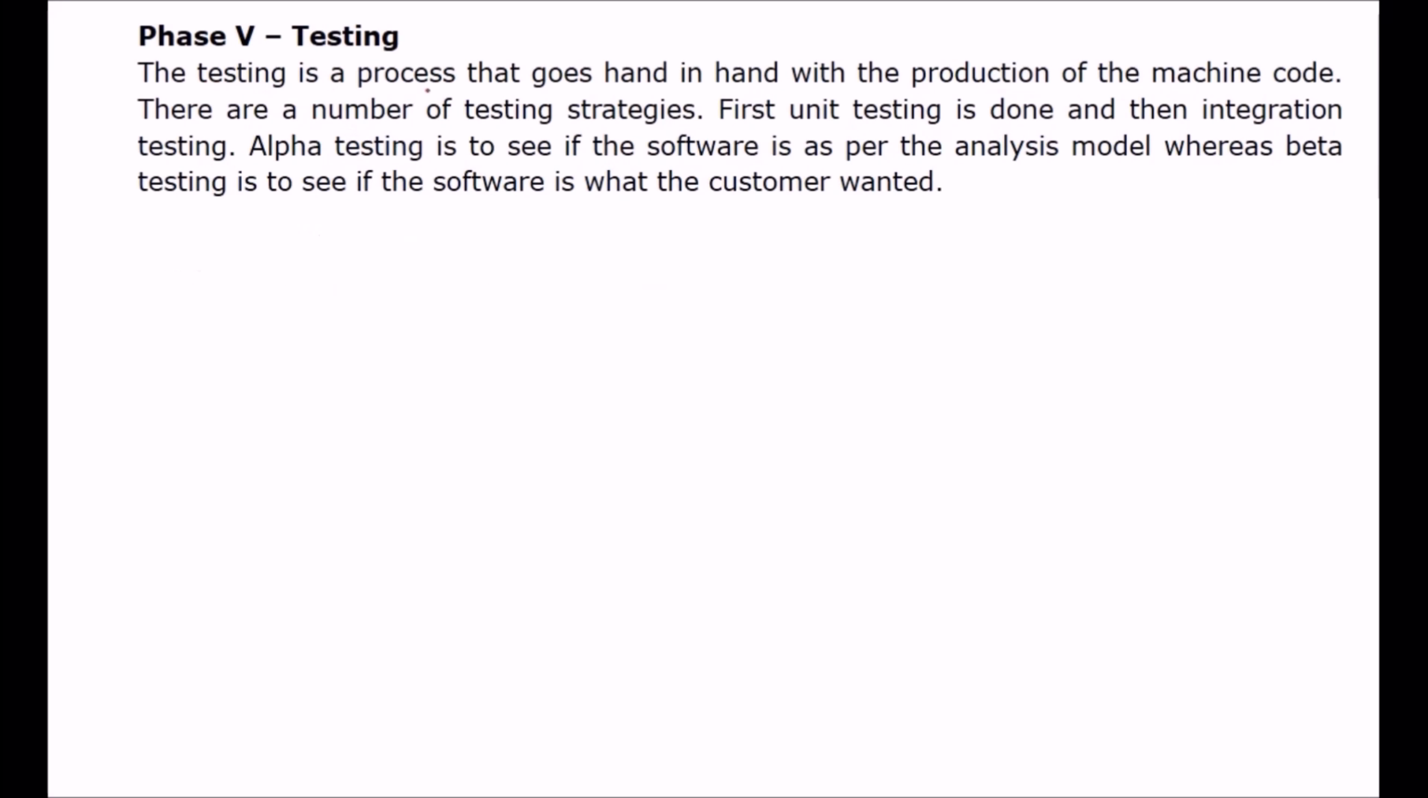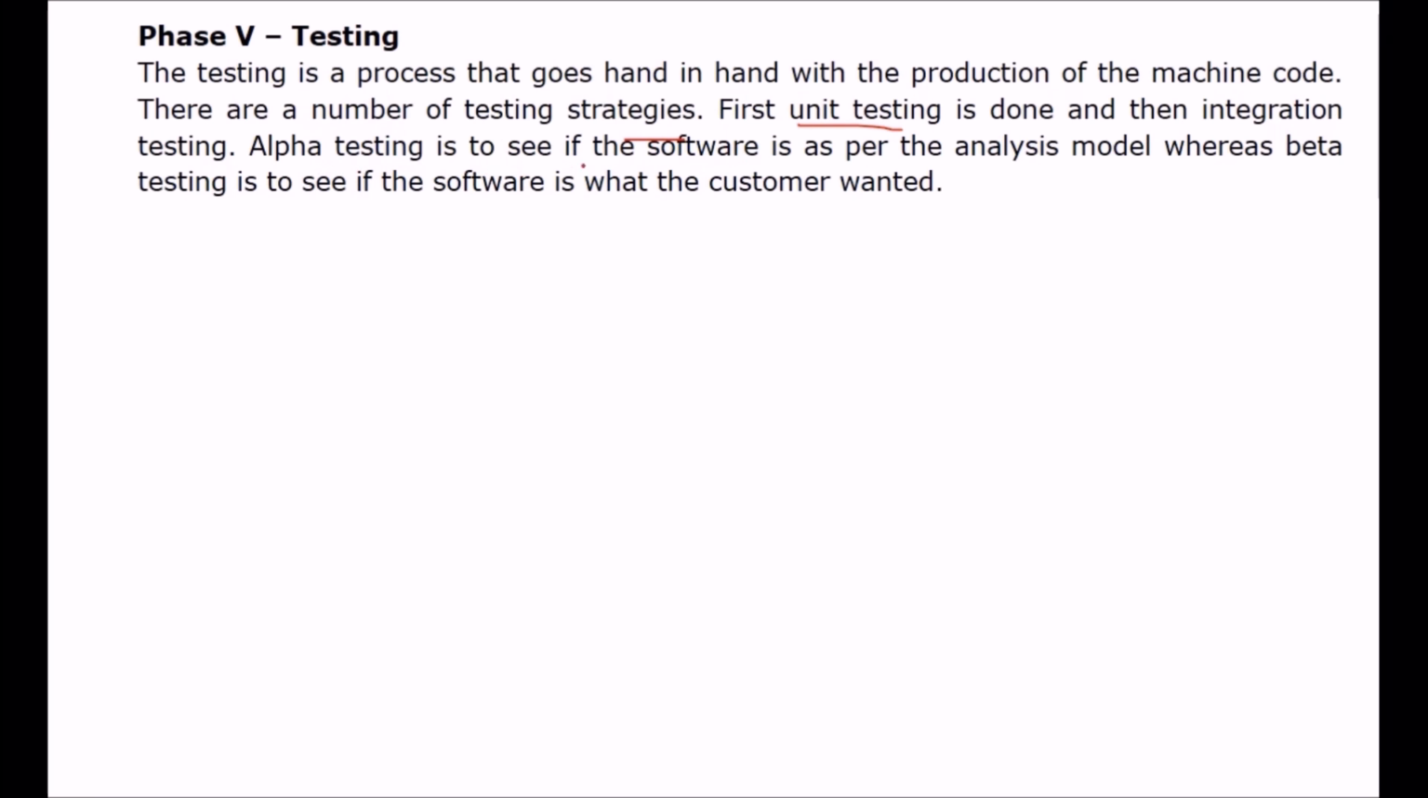In the testing, whatever you make, there will be some problem, and if you want to be 100% sure, testing is done. Testing is a process that goes hand in hand with the production of the machine code. And there are a number of testing strategies. In the waterfall model, the testing is done only after the code is ready. First, unit testing is done, and then integration testing. Unit testing is at module level. Integration is at the combined level. When you combine the modules, this is integration testing.